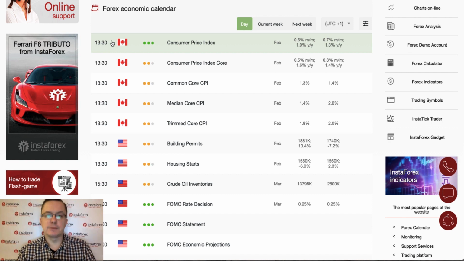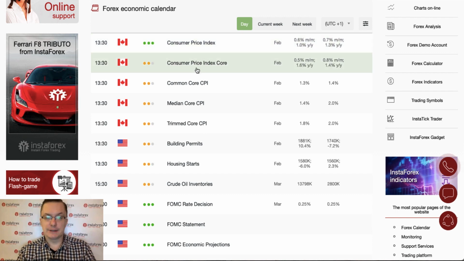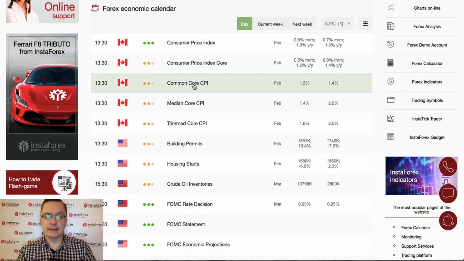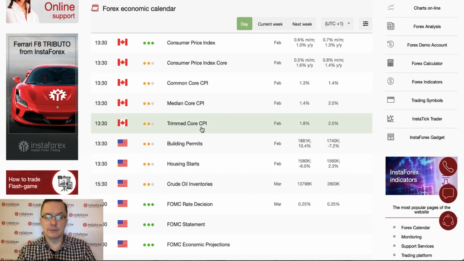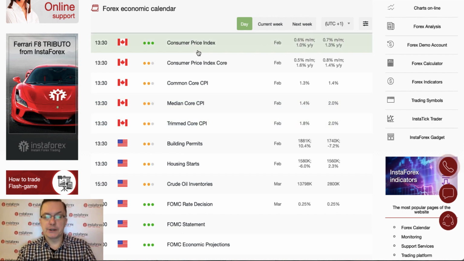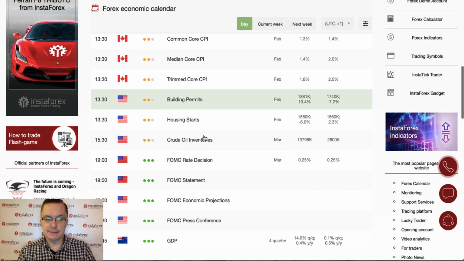We start at 1:30 with the scheduled release of a consumer price index from Canada this time. As you can see, we have the sub-indices here: common, core CPI, median, and trimmed core CPI. This is an important event for the Canadian dollar, and the forecast is 0.1% higher than the previous reading from the month of February. It will be interesting to see whether the Canadian dollar will react to this data.